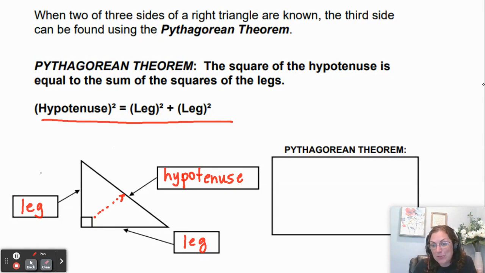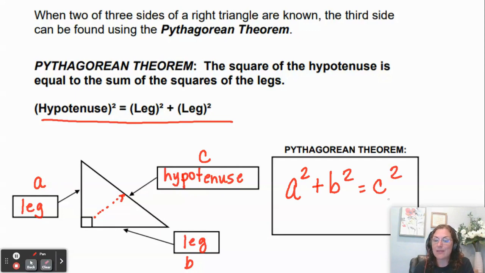What you probably are most familiar with is most people will let a leg be A, the other leg be B, and the hypotenuse be C. And they then remember A squared plus B squared equals C squared. That's the more popular form of the Pythagorean theorem. But remember, C has to be the hypotenuse. So let's take a look at an example.